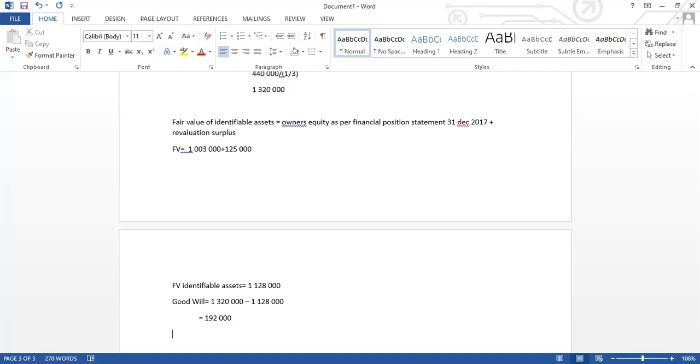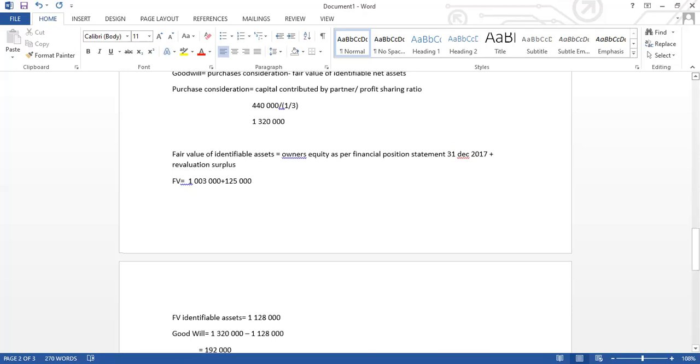After we calculate goodwill, we move on to the next question. What is the question? Calculate the amount of goodwill recognized when the new partner is admitted and prepare the journal entry to this effect. We have 10 minutes left. We calculated our goodwill amount, so we need to prepare journal entries to this effect. Let's quickly calculate our journal entry.